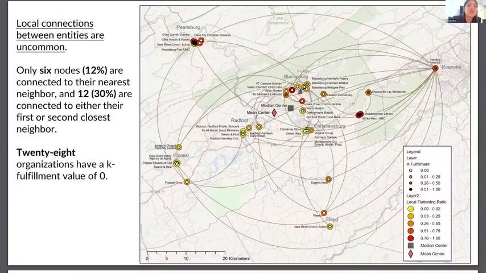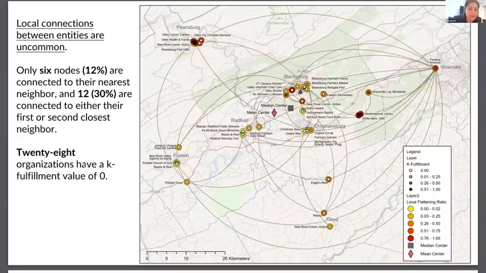In general, local connections between entities are uncommon in this network. So we use this K fulfillment metric to answer that question. Only 6 nodes are connected to their nearest neighbor, so only 12% of the network are connected to their nearest neighbor. And 30%, so 12 different nodes, are connected to either their first neighbor or their closest second neighbor. That means that these organizations are bypassing their most convenient neighbors to connect with other organizations.